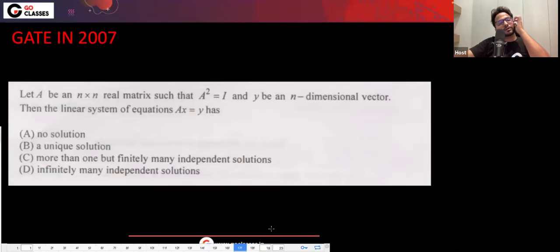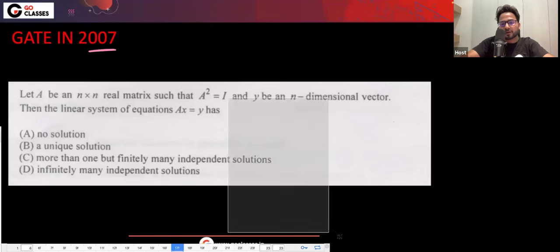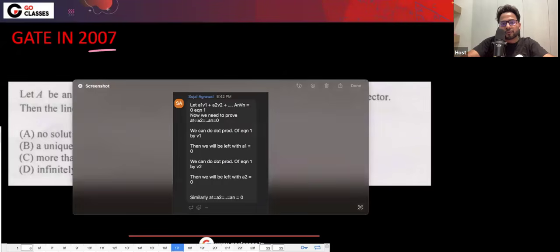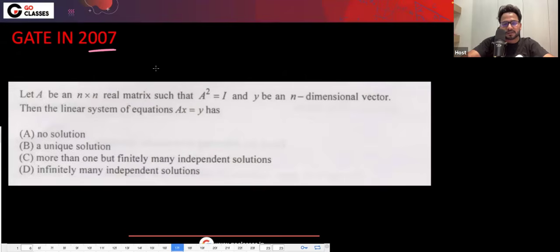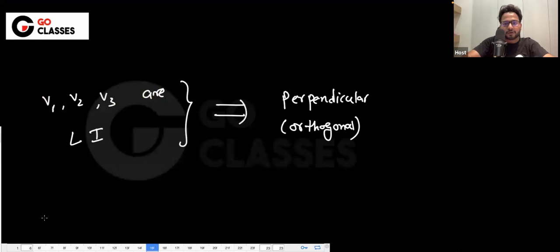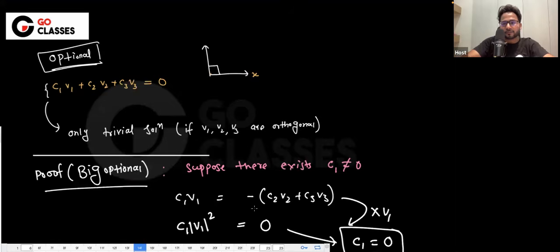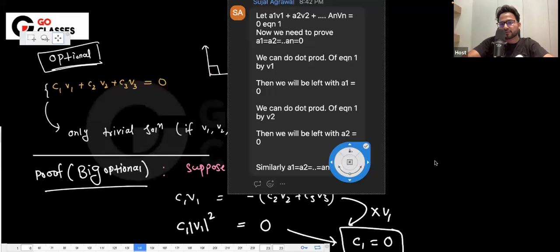Now let's see this question. This question has been asked in GATE Instrumentation 2007. By the way, there are some other proofs that one of the students has suggested. So Sujal has suggested some proof. If you want, you can look at this proof later on. Let me write this proof also.